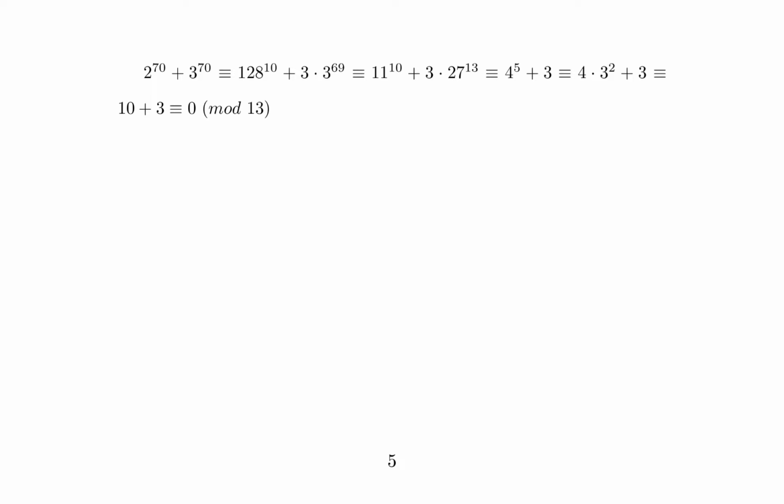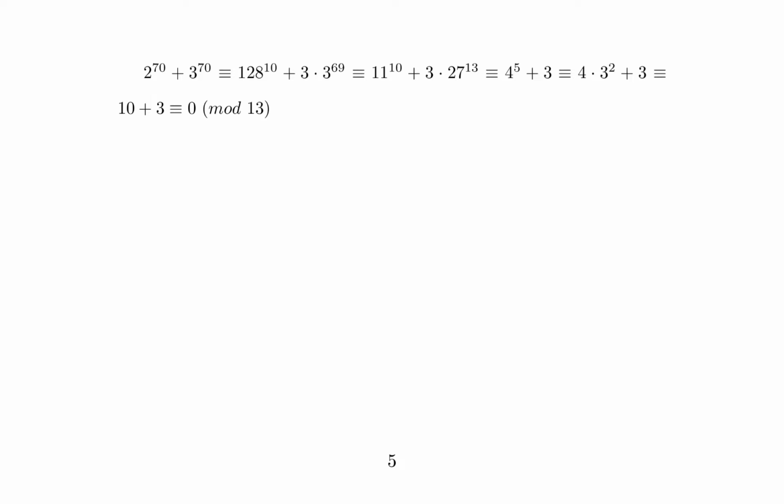Okay, so 2 to the power of 70 plus 3 to the power of 70 is equal to 128, which is 2 to the power of 7, to the power of 10 plus 3 times 3 to the power of 69. That's equal to 11 to the power of 10 plus 3 times 27 to the power of 13 mod 13. Next, we have 11 to the power of 2 is 121, which is equal to 4 mod 13. That's 4 to the power of 5. And for the next part, we have 27 is equal to 1 mod 13. So 3 times 27 to any power would be just 3.